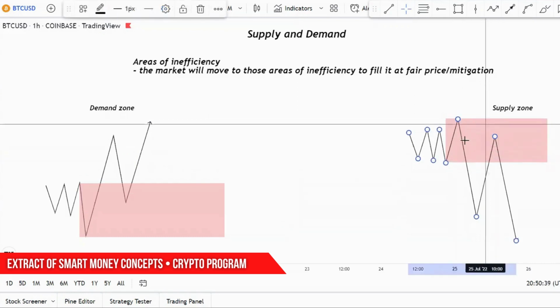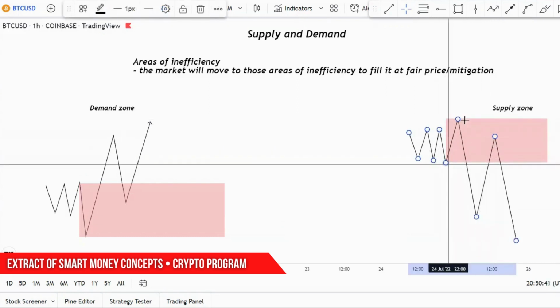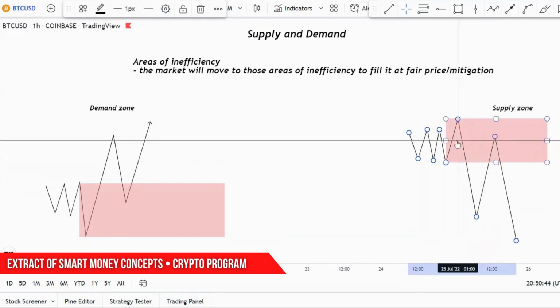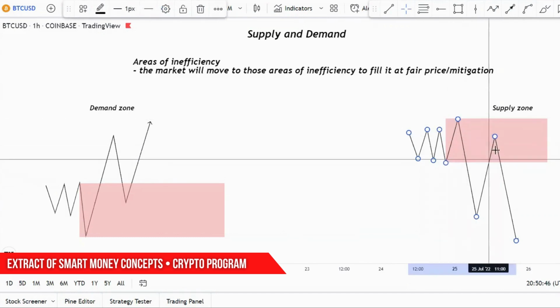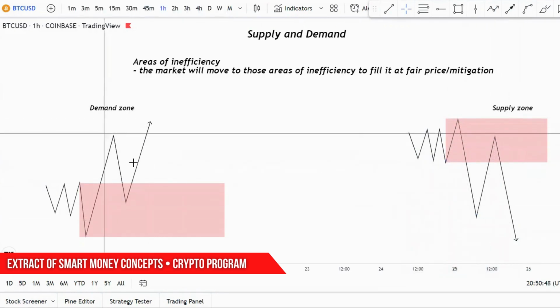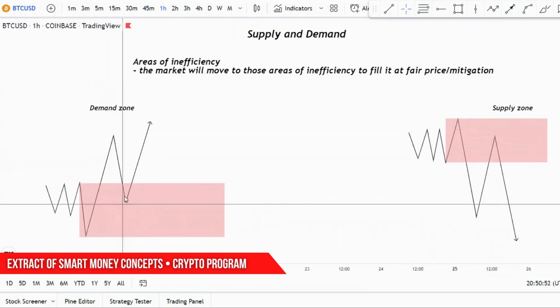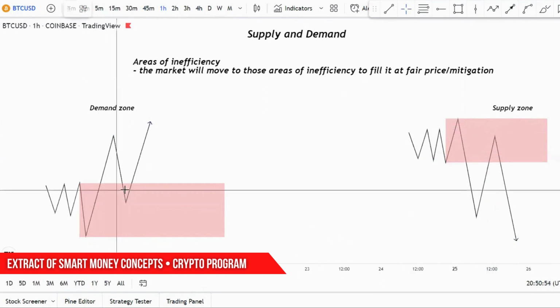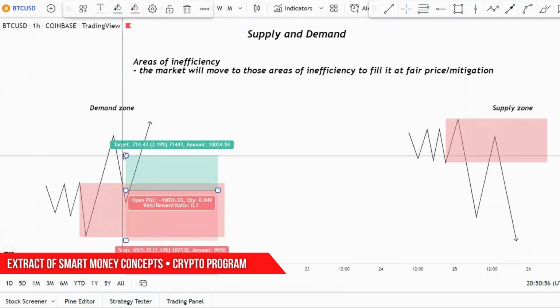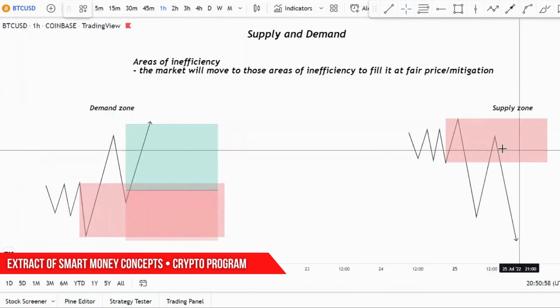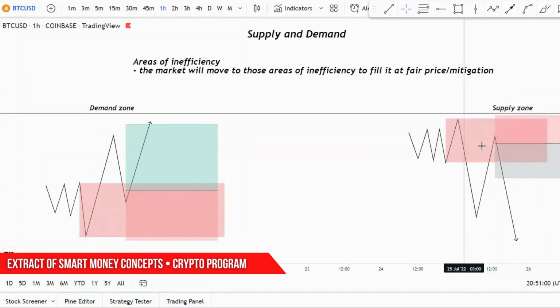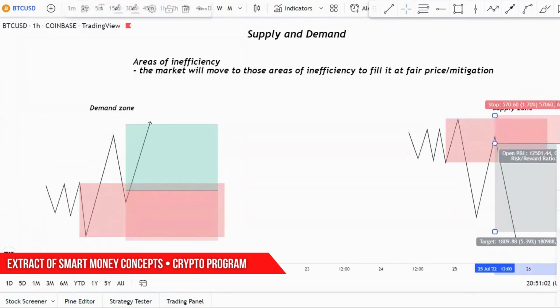This zone, as we all know, is a supply zone, where they close all their positions, or what we call mitigation, before continuing price to the downside. And this is how we take advantage of this move, because we know price will always come back to this demand zone to mitigate. So that's where we always look for buys. Like this, price will always come back to the supply zone, so we look for sells.